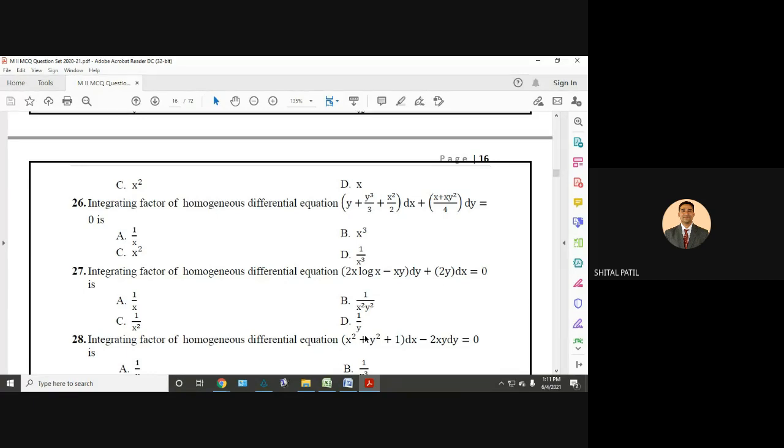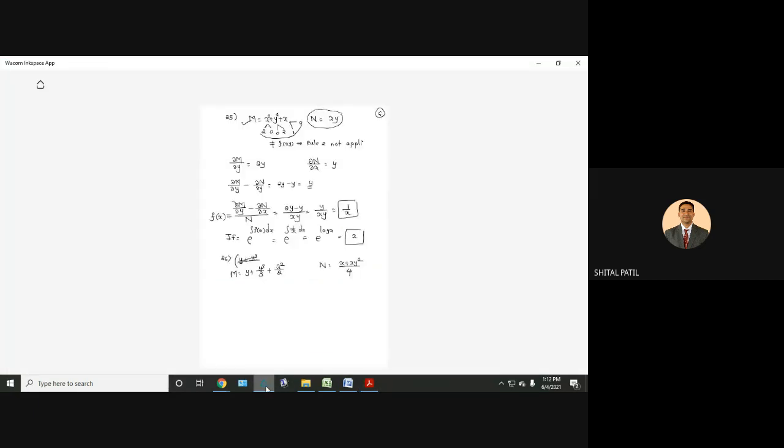So example number 26. Let me write the example: y plus y cube divided by 3. I had to write the M: y plus y cube by 3 plus x square by 2. N equal to x plus x y square divided by 4. Okay, I have written M and N. So is M homogeneous? No, the degree of the first term is 1, second term 3, third term 2, so it is not homogeneous. Is it a function of xy? No. So we have to use rule number 3 or 4. And for that del m by del y is required. Find del m by del y: 3y square divided by 3, so 3 will cancel.